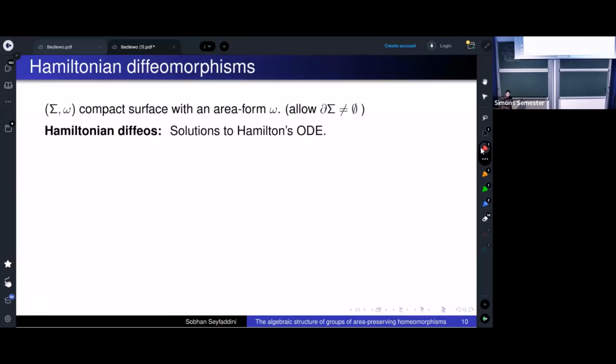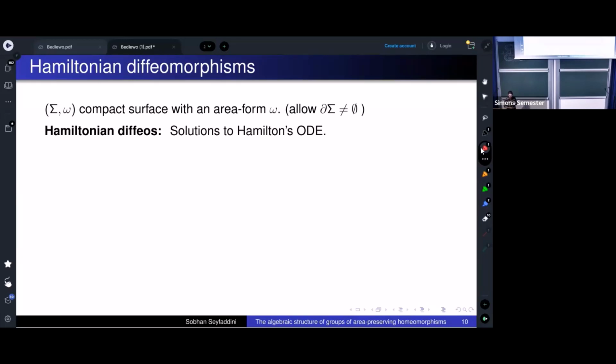Okay, so I have to recall for you what Hamiltonian diffeomorphisms are. Presumably a lot of people are familiar with this, but you'll recall the definition because it's important in the lectures. So suppose you have a surface, and I don't suppose that the boundary is empty. It could be empty or it could have non-empty boundary like this.